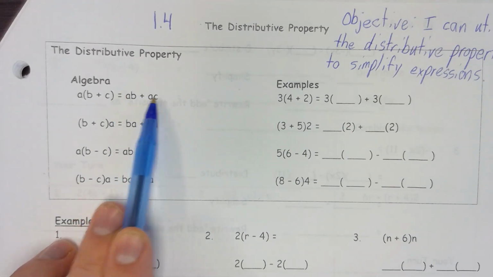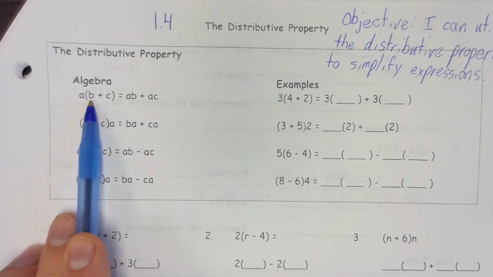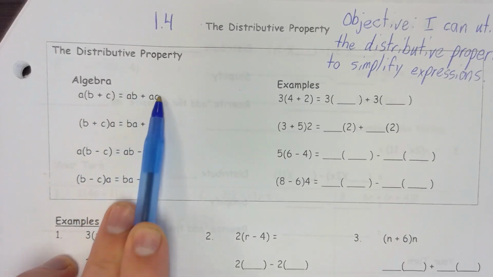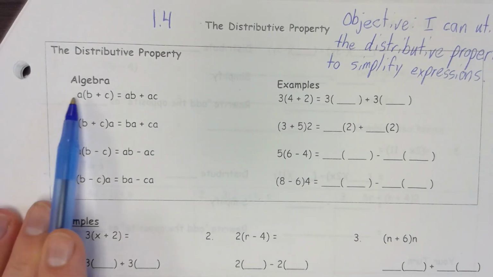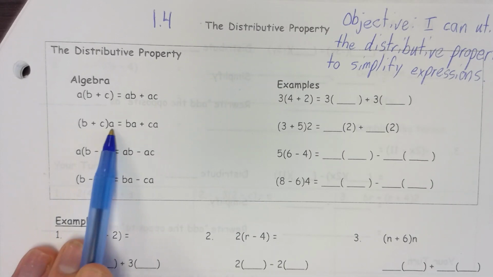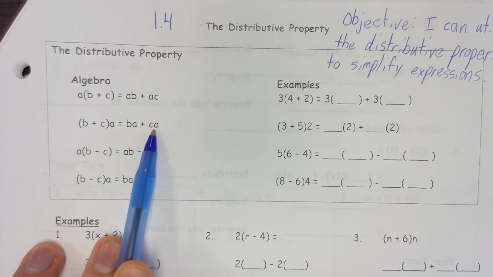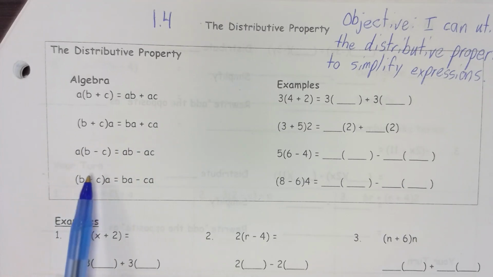We know it does because no matter what number we put in here for A, B, and C, if I calculate this side, it's always going to be equivalent to this side. This is a rule in math. It always works this way. The distributive property can be written a little bit differently. For instance, it doesn't matter where you put this A. Same thing over here, because it doesn't matter what order we multiply something in. It's always going to give us the same answer.